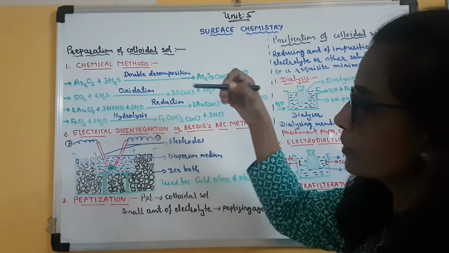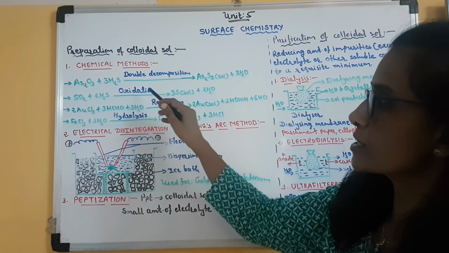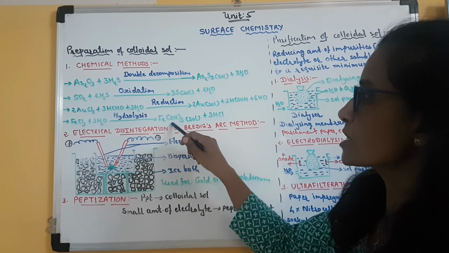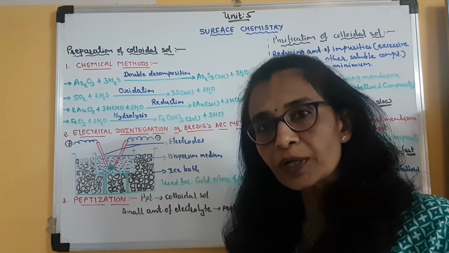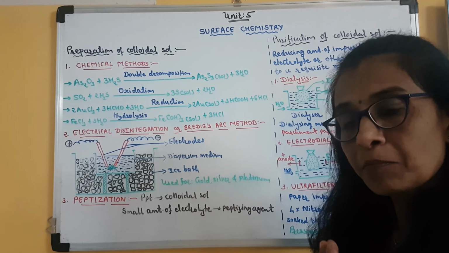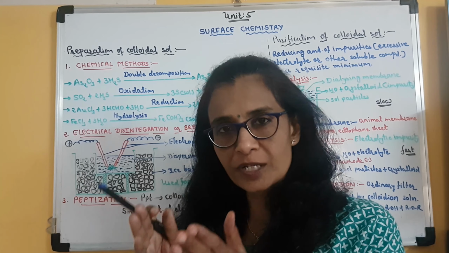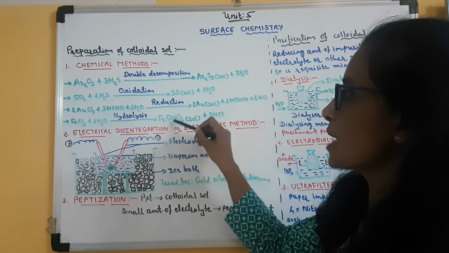Now whichever of the 4 techniques we apply, double decomposition, oxidation, reduction or hydrolysis, whatever products are obtained, these products are then converted into colloidal particle size. They are then mixed with a suitable dispersion medium, and the colloids or sols are prepared. Clear? The second method is electrical disintegration or the Bredig arc method.